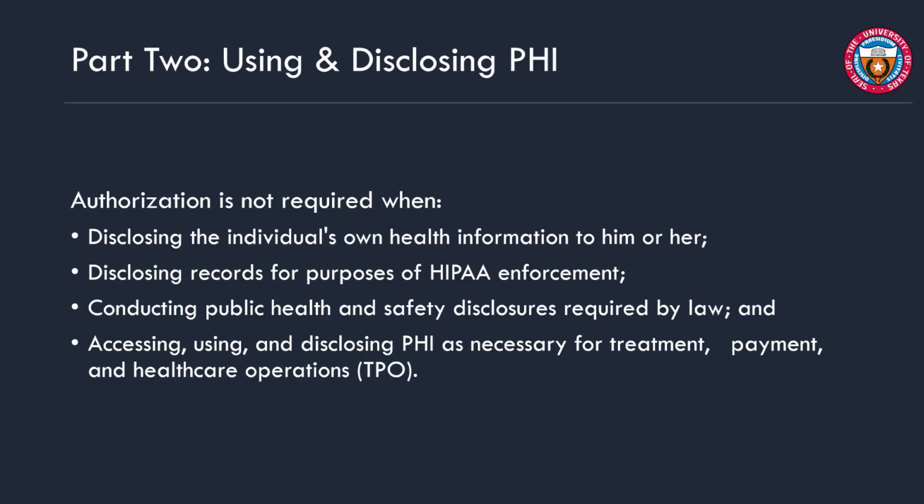Authorization is not always required. For example, it is not required when disclosing the individual's own health information to him or her, disclosing records for purposes of HIPAA enforcement, conducting public health and safety disclosures required by law, and accessing, using, and disclosing PHI as necessary for treatment, payment, and healthcare operations.